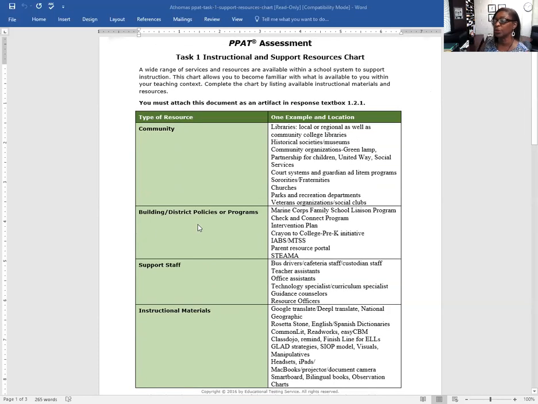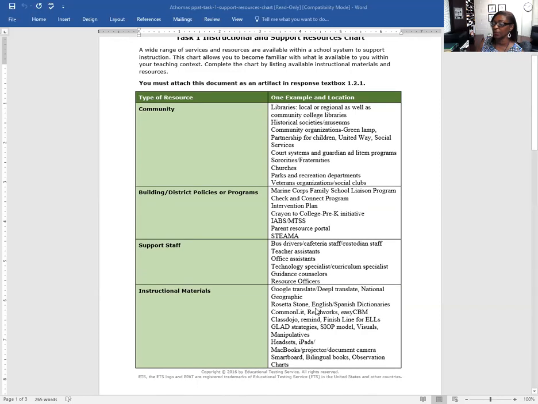And for the building or district policies, there's an intervention plan. They have what they call Crayon to College pre-K initiatives. There are labs and MTSS. There's the parent resource and the STEAM, STEM plus math. It should be STEAM, okay? Support staff: there are bus drivers, cafeteria workers, custodial staff, teacher assistants, office assistants, technology specialists, guidance counselors, and resource officers.